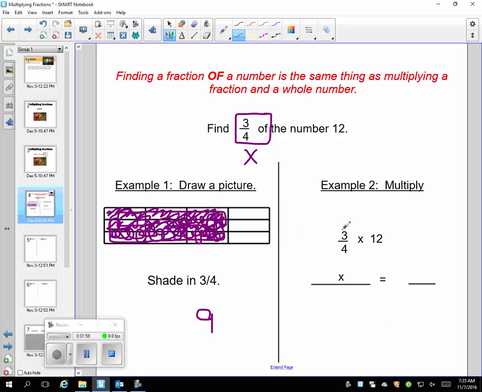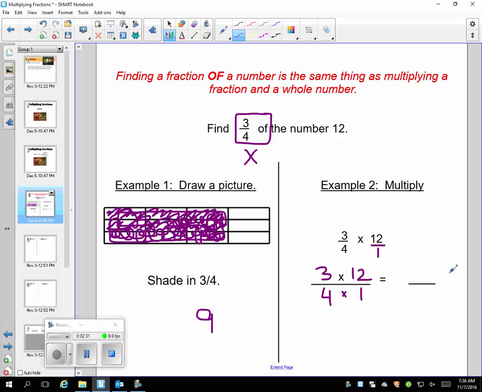Now we're going to come over here and we're actually going to do the math portion of it. When you multiply fractions, you're going to think that it's one of the simplest things to do with fractions. First, we need them to both look like fractions. So if this is 12 wholes, I'm going to write this as 12 over 1. All right, and then if I rewrite my problem, I have 3/4 times 12 over 1.